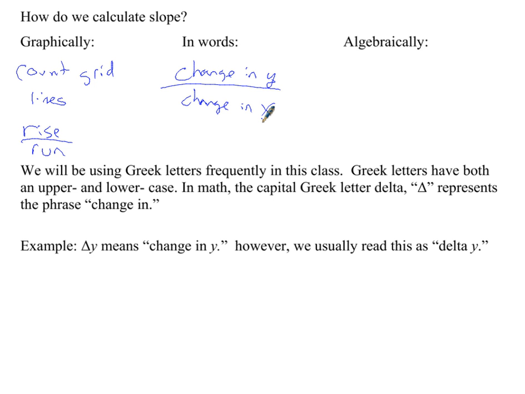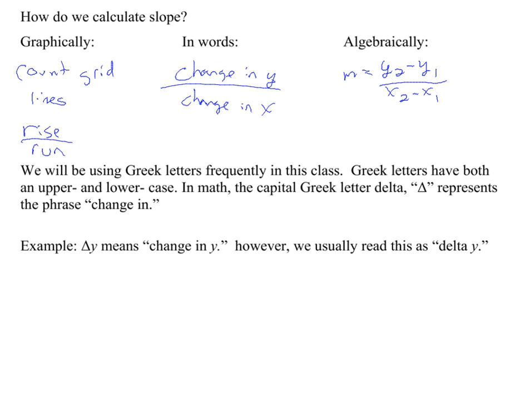And algebraically, we have an equation to calculate the slope. What is it? m equals y2 minus y1 over x2 minus x1. Good. Believe it or not, we're going to be using that equation all year long, just in a slightly different format.